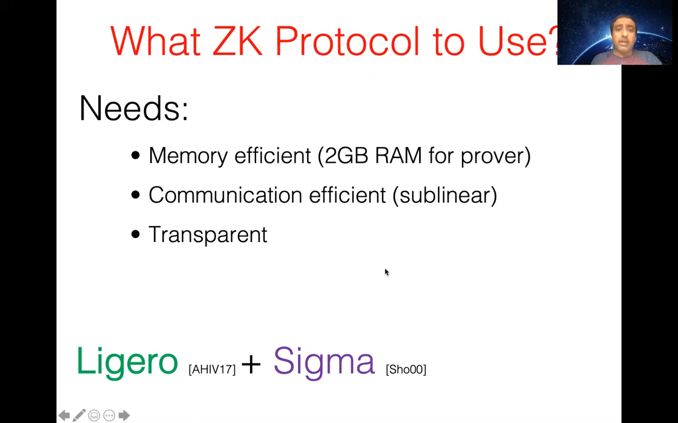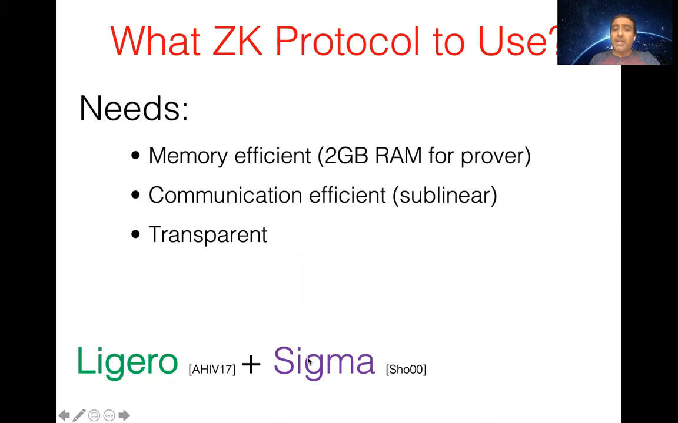So what zero knowledge protocol did we use? Well, we needed something that was memory efficient because we wanted a lightweight prover. The parties had to prove their actions, and we needed something that was communication efficient. So we used a sublinear transparent zero knowledge SNARK. We instantiated with Ligero because it had some nice properties. When you have several repeated computations, the Ligero system has some nice features.